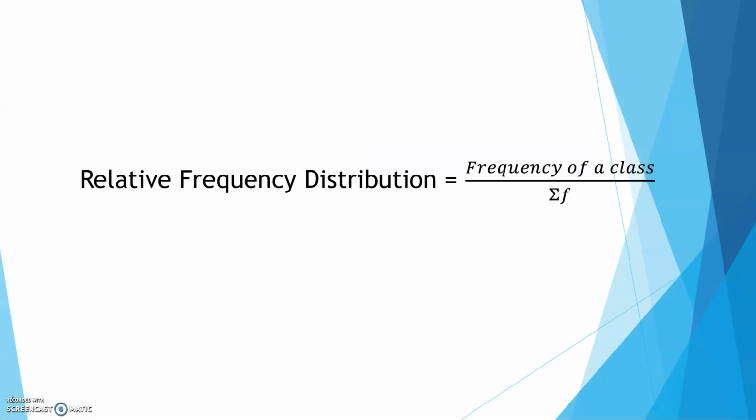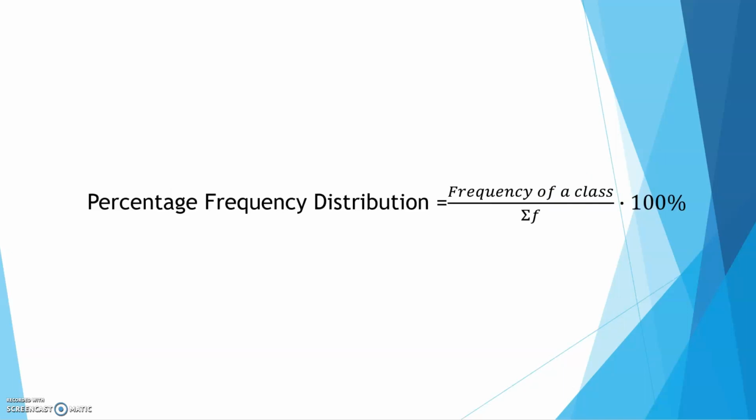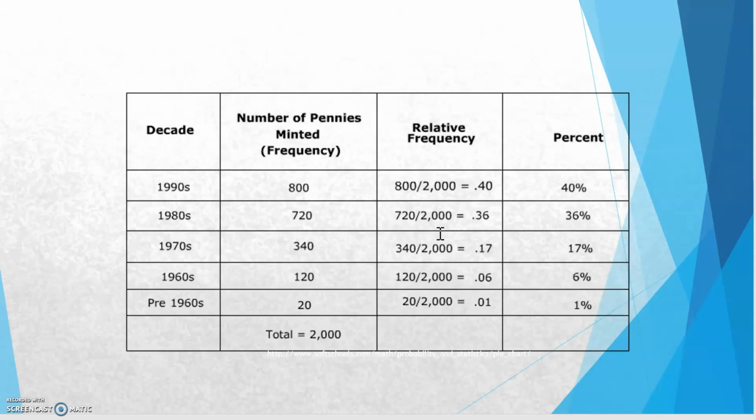Now relative frequency is the frequency of a class divided by the summation of f. And there's that Greek symbol again. That just means add up all your frequencies. A percentage frequency distribution is really the relative frequency times 100%, which gives you a percentage. As in this right here.